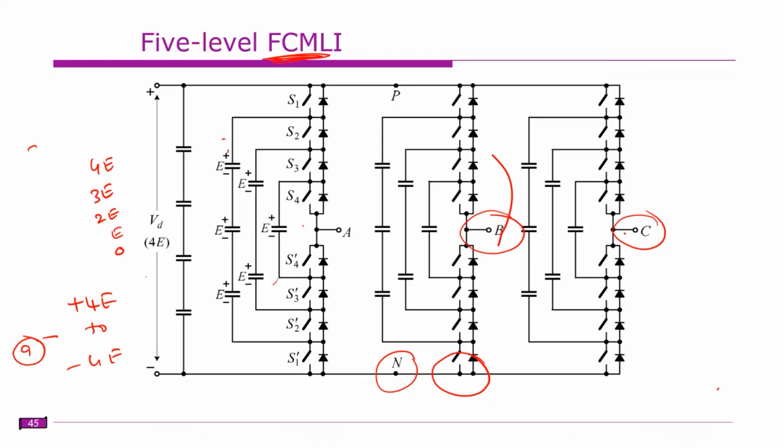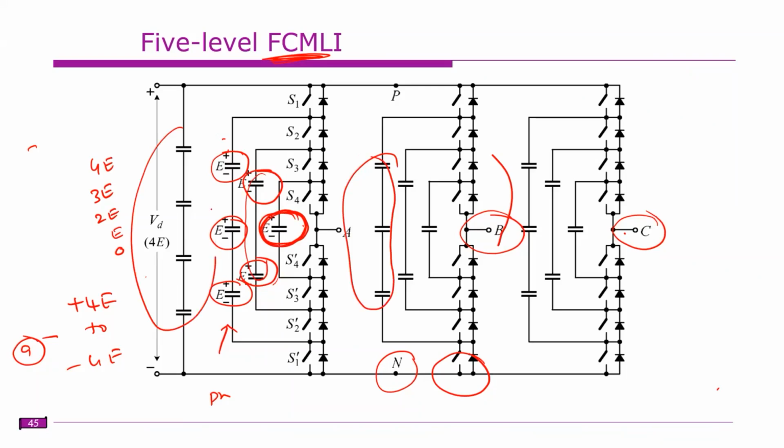So this is the flying capacitor multi-level inverter. The only drawback is that we need to maintain the voltage across these DC sources. So this must be pre-charged to E. If you have individual capacitors, each must be pre-charged to E. If it is a single capacitor, that must be pre-charged to 2E. Similarly, this must be pre-charged to 3E.